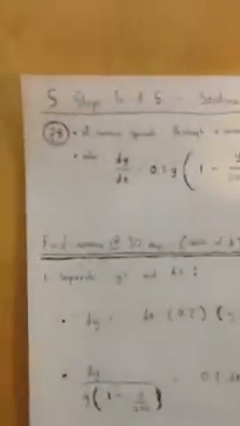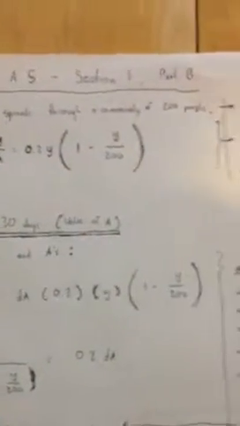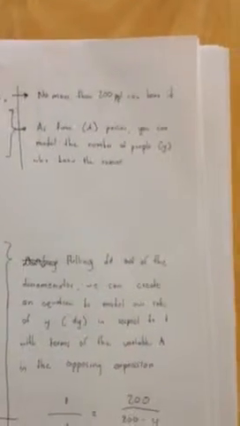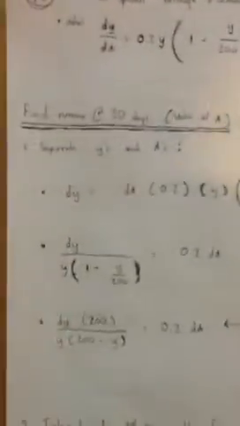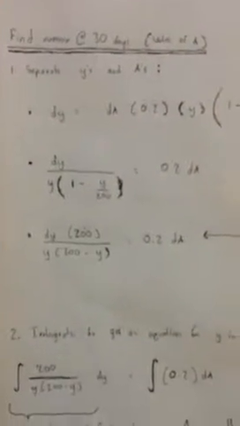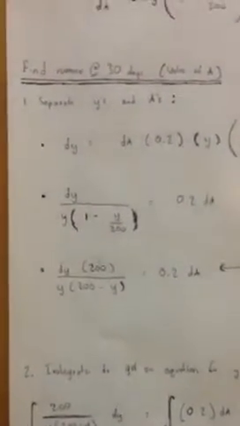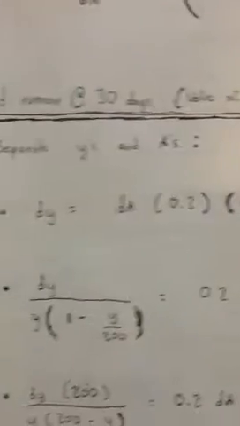So really, when you break it down, I have the work here. When it tells you that a rumor spreads through a community of 200 people, that really tells you that no more than 200 people can know it. So that might help you eliminate some answers. And it tells you this rate, and that's just kind of the terms. So you want to find it at 30 days. The value of t is 30 days.